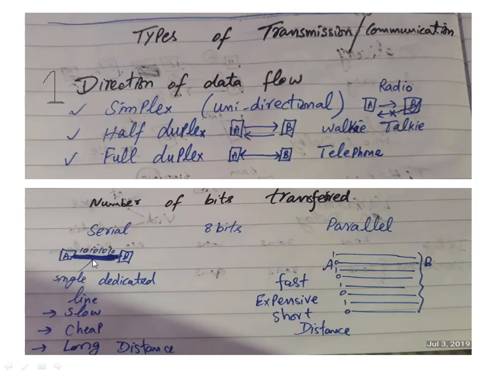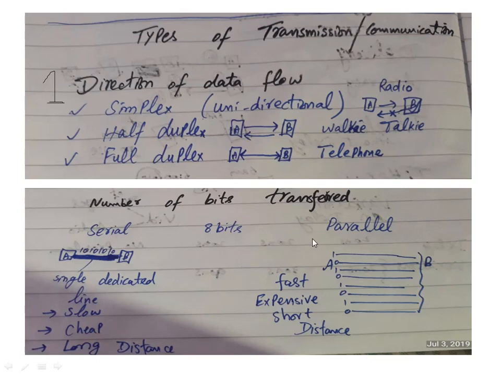So in serial, what happens? This is system A and this is system B. These are 8 bits, 1 0 1 0 1 0 1 0, and they can use only a single dedicated line. In serial transmission, the data is transmitted one after another. As the name makes clear, the data will be sent in series, one after one. First one bit will be transferred, then the 0 bit will be transferred to system B.